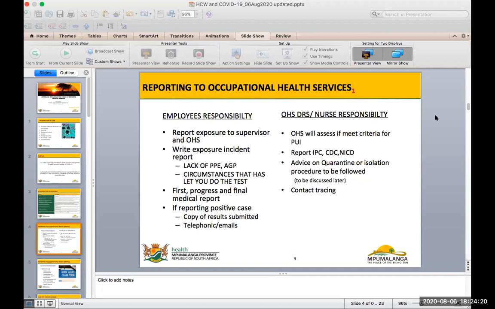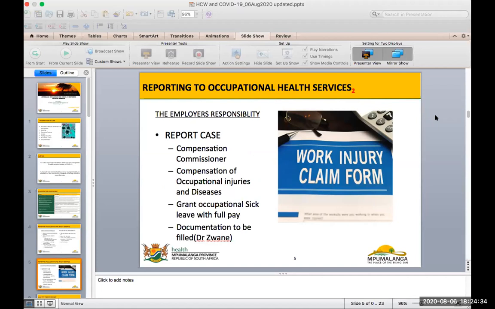And then if you are a confirmed case, the occupational health nurse or doctor will have to report it to Infection Prevention and Control, CDC and ICD. Those are the ones that are mainly responsible for contact tracing. From the employer's point of view, their responsibility is to report your case for compensation to the Compensation Commissioner, as well as compensation for occupational diseases and injuries. And then it's their prerogative to grant you occupational sick leave with full pay. I must say there's quite a lot of documentation that you need to fill while you're at the occupational health service or upon return from your quarantine. Dr. Zwan will give us a brief overview later in the discussion.